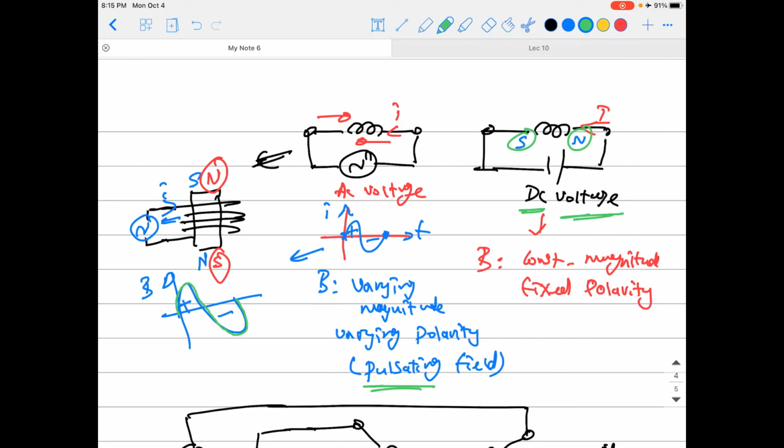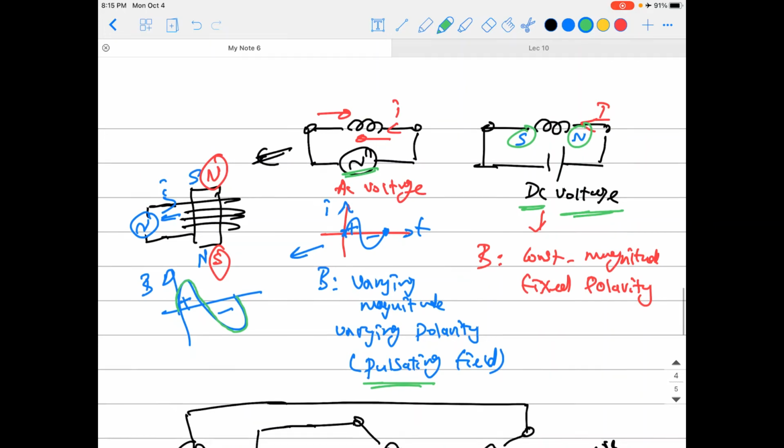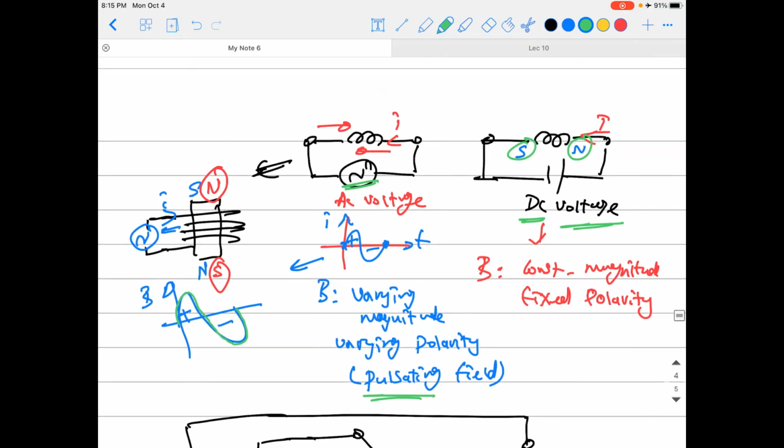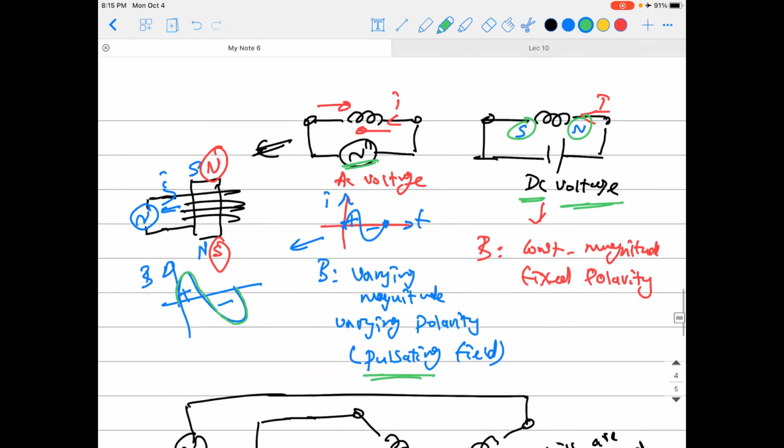It's either positive or negative and does not change polarity or magnitude with time. Okay, but if you get an AC voltage like this, you know that the AC voltage changes magnitude and polarity with time. That means the magnetic poles, the north and south pole, resulting from this AC current going into the coil, will be pulsating. That means it will be changing magnitude and changing polarity.